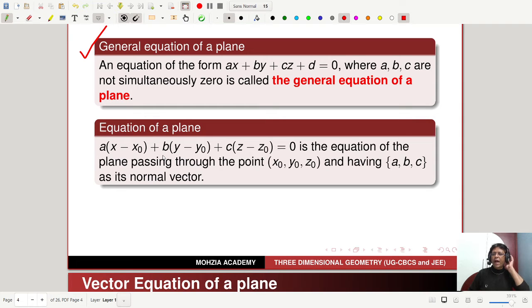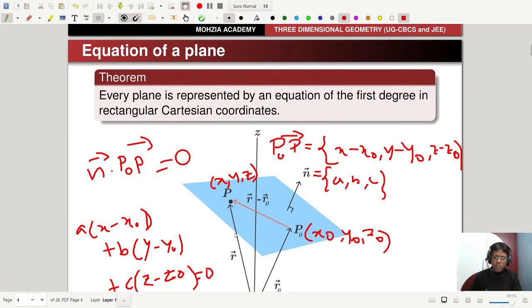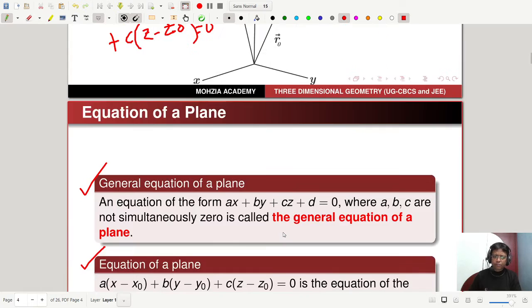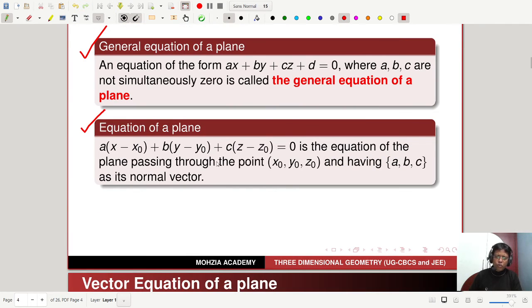Another one, which we have already proved. The equation of a plane passing through the point (x naught, y naught, z naught) and having normal vector (a, b, c) can be written in this form. We have already proved this from the diagram. So this is the equation of a plane passing through the point (x naught, y naught, z naught) and having (a, b, c) as the normal vector.